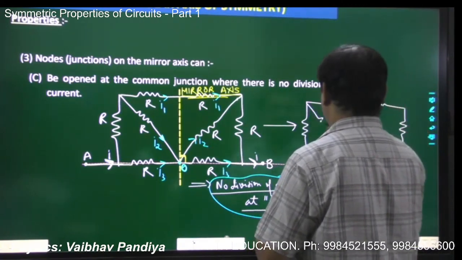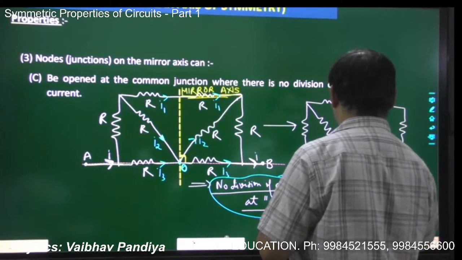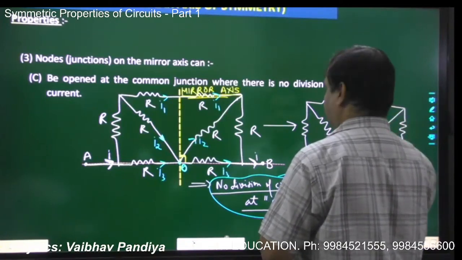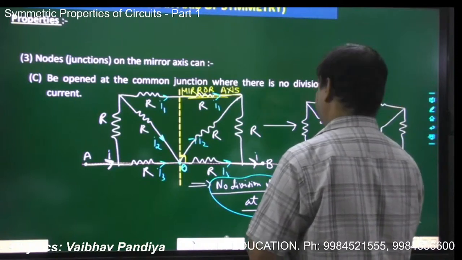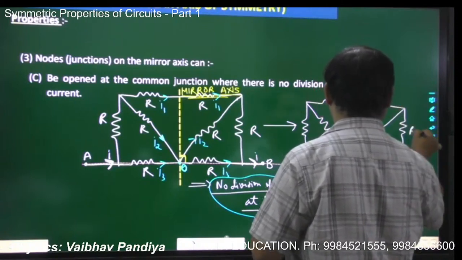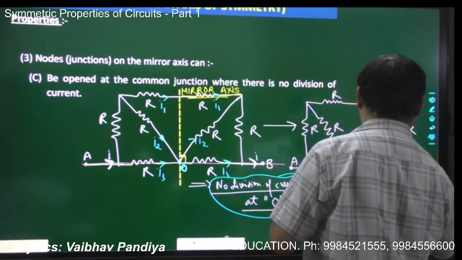And see, I'm opening the circuit at O. Can you see? This is R, this is R, this is R, this is R, this is R, and this is R, this is R, this is R, and this is point A, and this is point B.